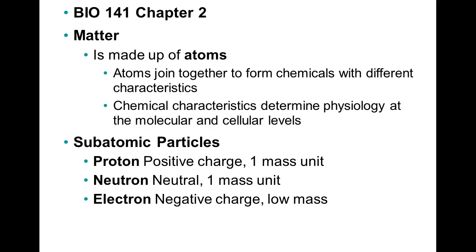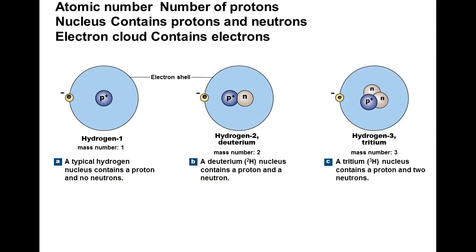Subatomic particles: you have protons. Those are positively charged, found in the nucleus of the atom. They have 1 unit mass. Neutrons are neutral in charge and have a unit mass. Electrons have a negative charge, balance out the positive charge of the proton, and have low mass. Low to no mass. When I first started learning chemistry, they always said no mass, and that has moved along to understanding that they do have some mass, but just negligible.